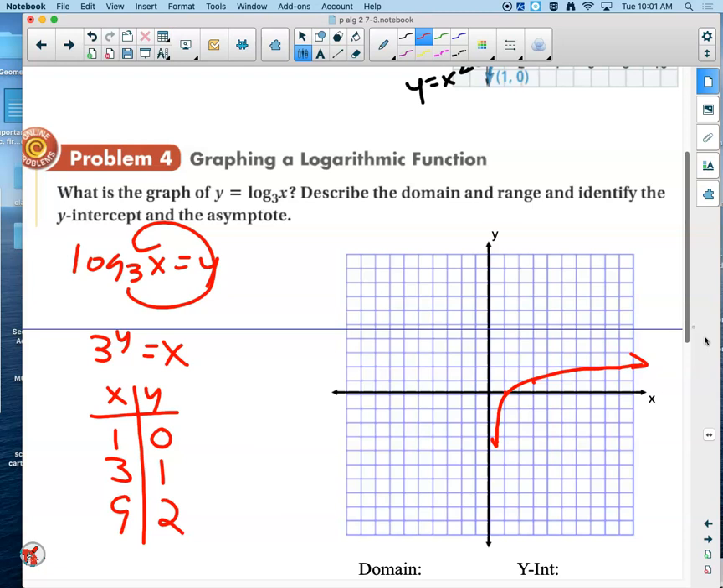Now, if you're thinking, well, I'd really like something in the table to show me this. Well, to do that, you have to use fractions. And typically, we don't like using fractions in a table. When we make our table, we like to pick the numbers, and we like them to be nice and easy. So we just need to know that that's where the asymptote is going to be, the y-axis.